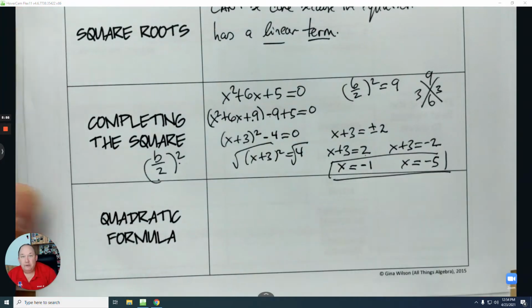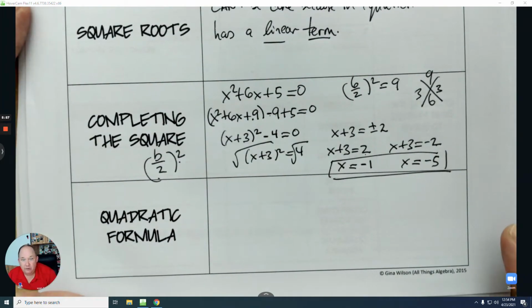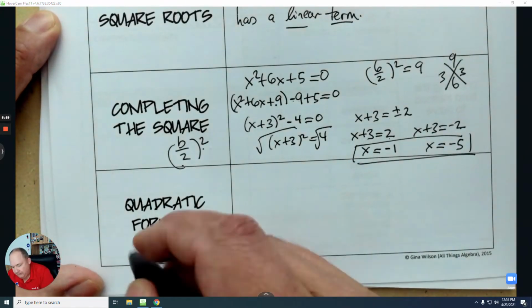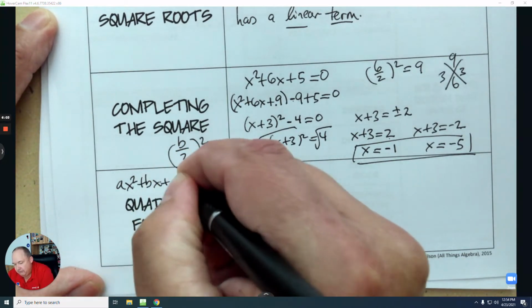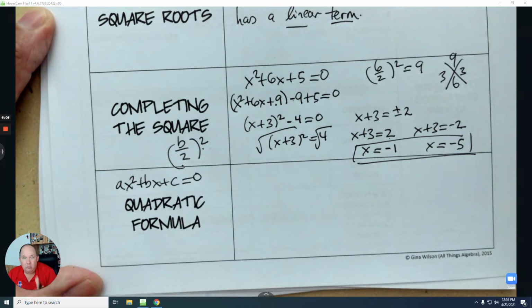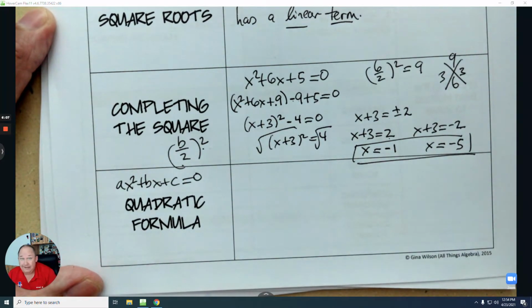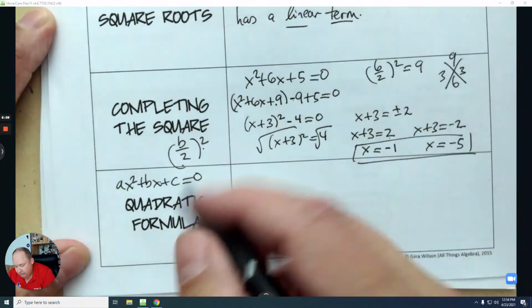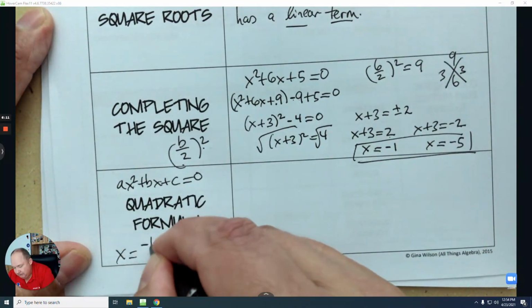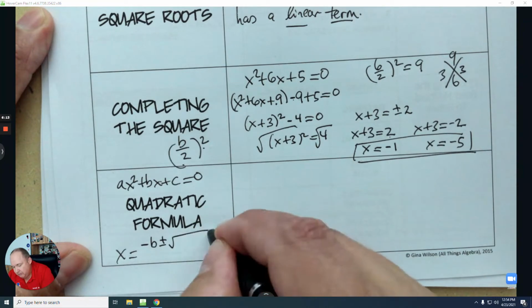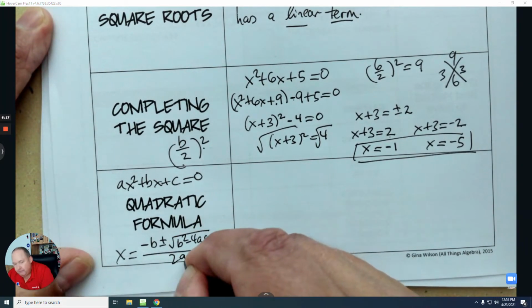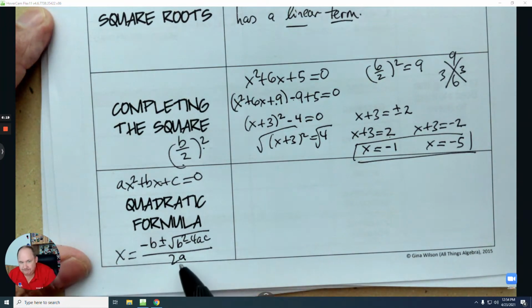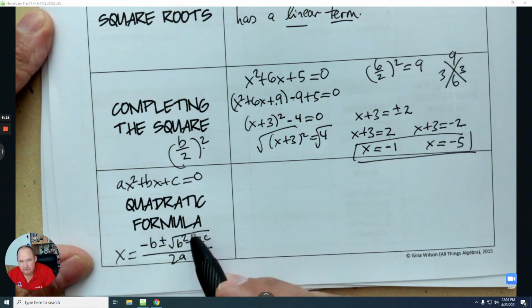The last method here to solve a quadratic is to use the quadratic formula. So if I write that down here, ax squared plus bx plus c, if that equals 0, there's a formula we could use at any time to solve it. And so that formula is negative b plus or minus the square root of b squared, subtract 4ac all over 2a. So with practice, you remember it. So we're going to use this formula for that equation.